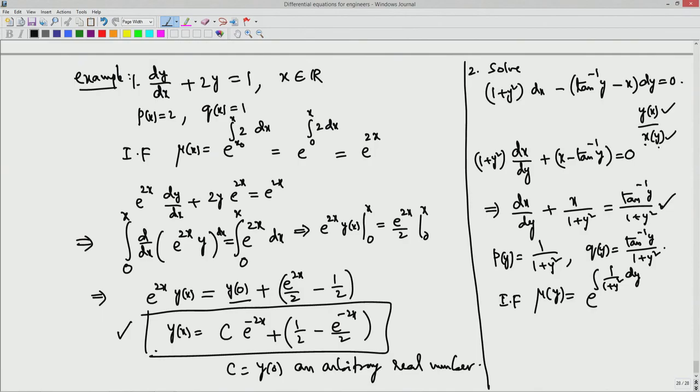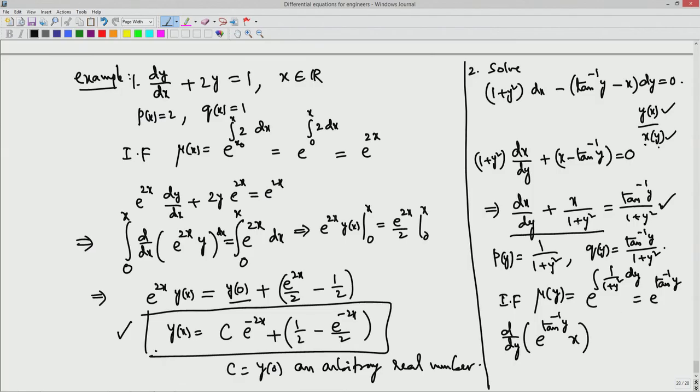You can choose either an indefinite integral or a definite integral here, 0 to y, or simply, because you know the integration, I am not doing it. So this is actually e power tan inverse y. This integral value is tan inverse y. If you multiply this, what you get is d/dy of e power tan inverse y into x. This is exactly the left hand side.